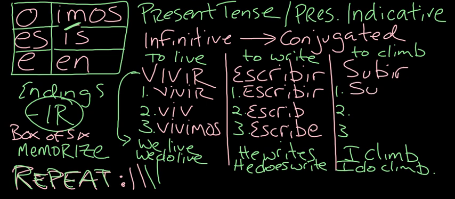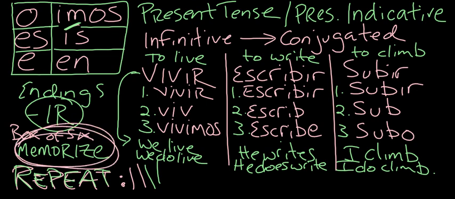And finally, we have subir, to climb, right? And we want to say I climb. So subir, drop your IR, add your O. Subo. I climb, I do climb. But the first step is you have to know these endings. You have to memorize them.